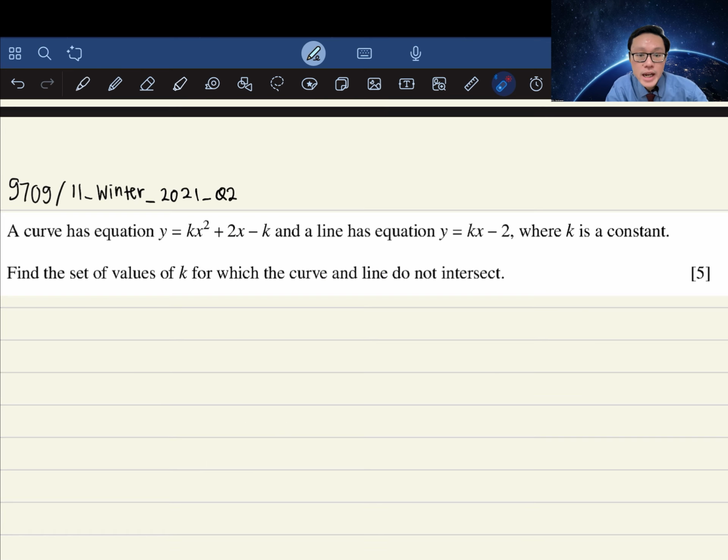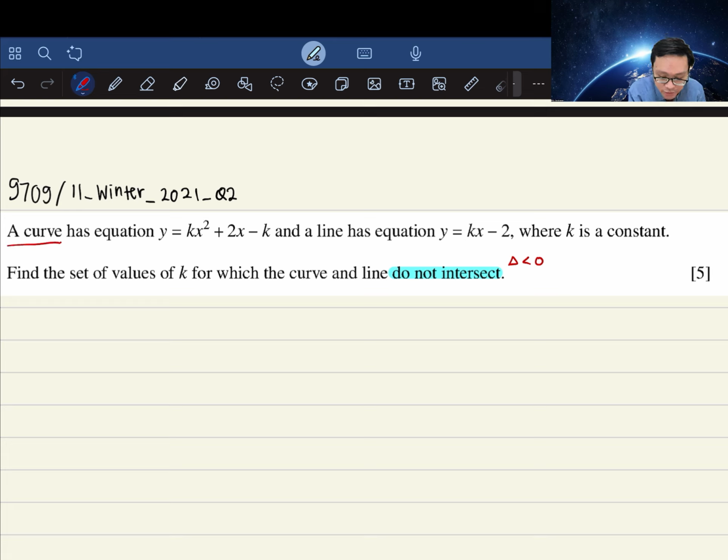Okay, let's take a look at the first question, guys. A curve has equation y equals kx squared plus 2x minus k, and a line has equation y equals kx minus 2, where k is a constant. Find the set of values of k for which the line and the curve do not intersect. First, the keyword here is do not intersect. So you will expect the discriminant has to be less than 0.